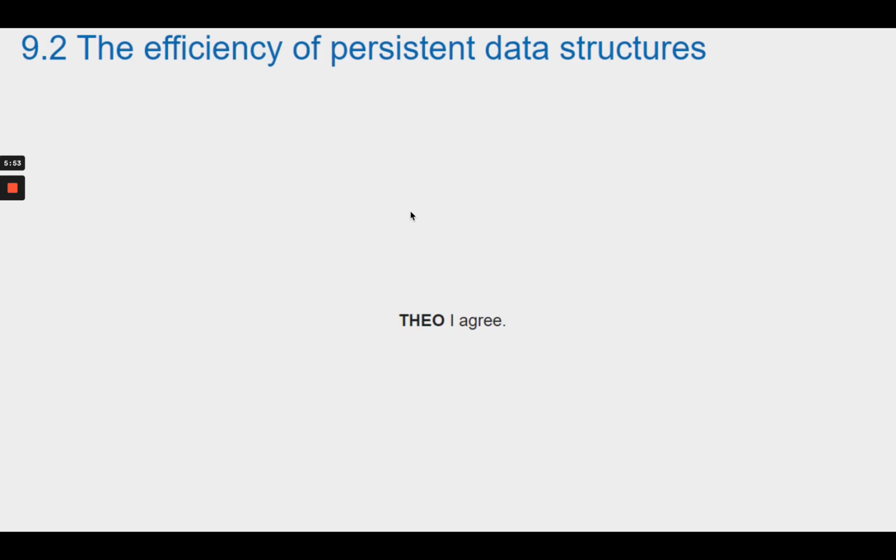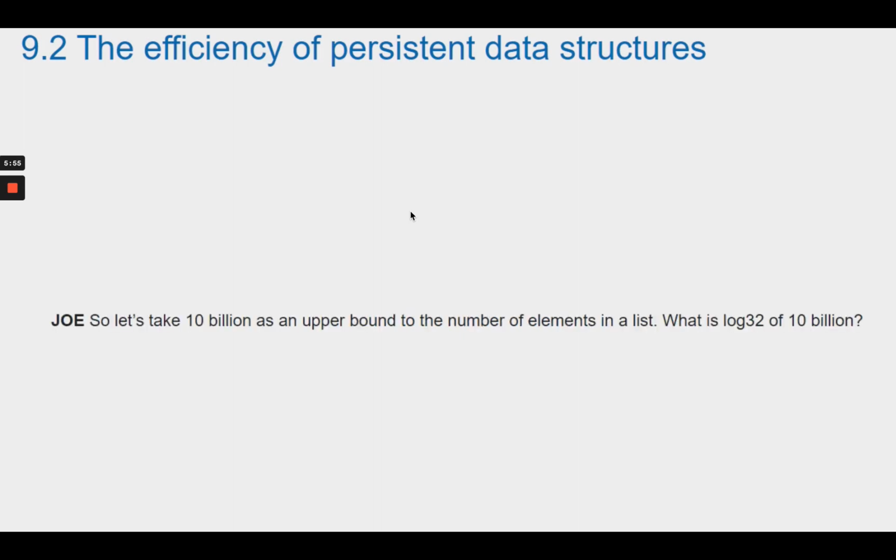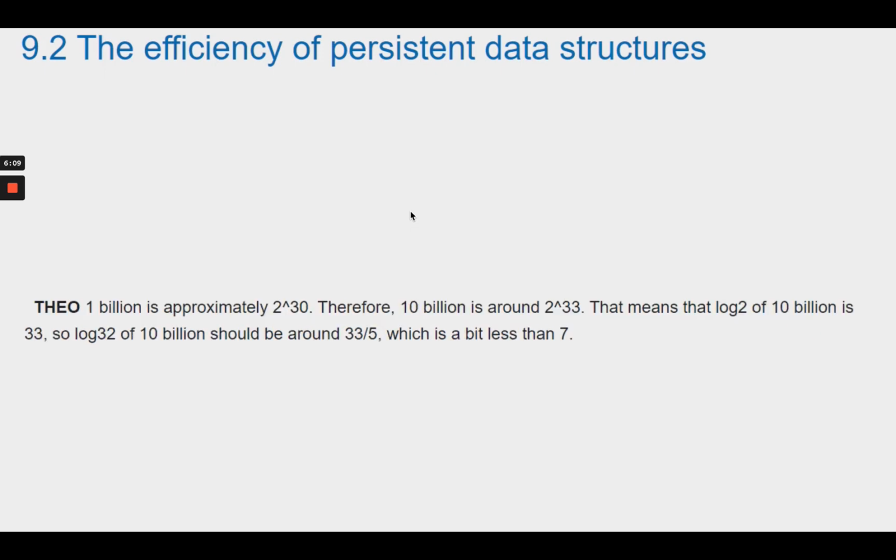Theo: I agree. Joe: So let's take 10 billion as an upper bound to the number of elements in a list. What is log 32 of 10 billion? Once again, Theo uses the blackboard to clarify his thoughts. With that, he quickly finds the answer.